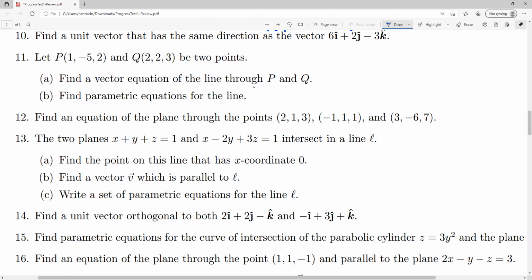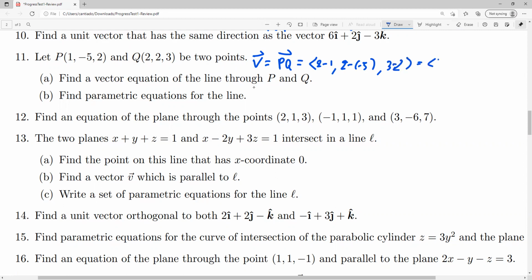All right, so for the line, we know that a line needs a direction vector v, which is going to be simply the vector PQ. So let's see, 2 minus 1 is 1, 2 minus -5. Hey, let me write that down. 2 minus 1, 2 minus -5, and 3 minus 2. This is equal to (1, 7, 1). That's our direction vector. And now the vector equation follows the same format.